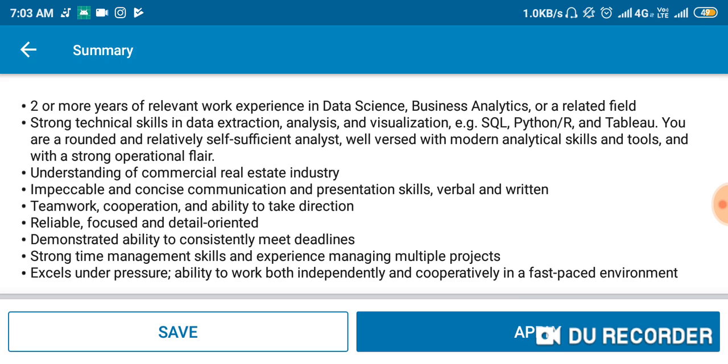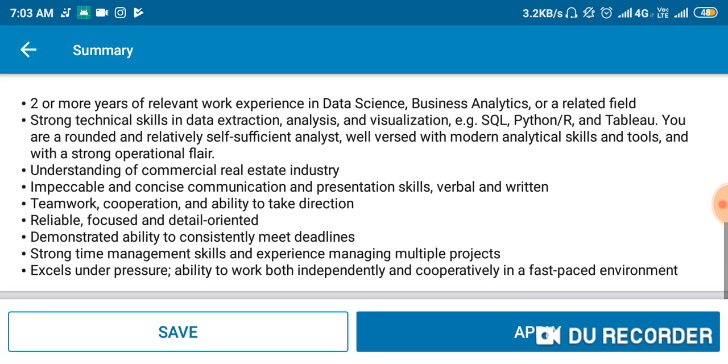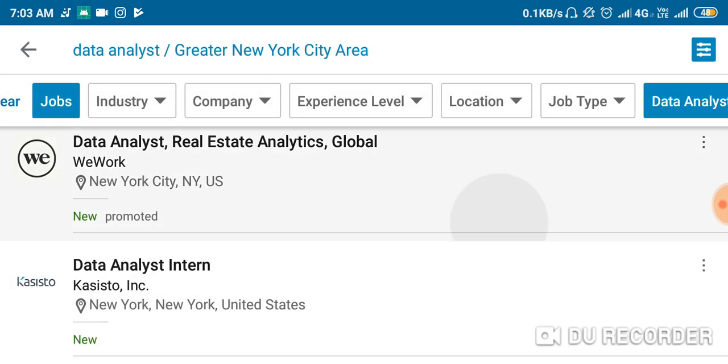You are just working 2 or more years in the field of data science, business analytics, or a related field, anything. Then strong technical skills in data extraction, analysis, visualization. Therefore you have skills of SQL, you have knowledge of Python programming, R programming, Tableau, anything. So these are the things that you have to look for, the requirements that they need.